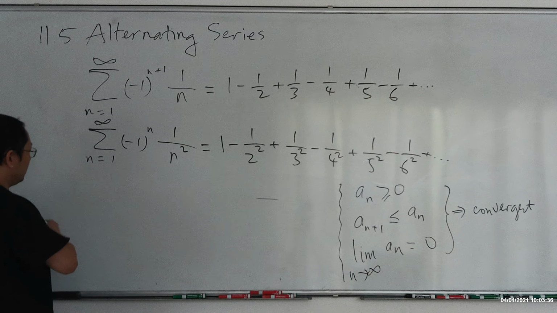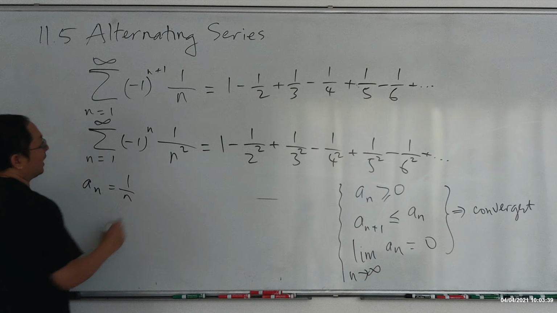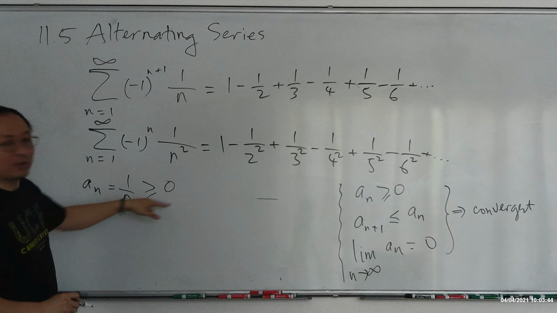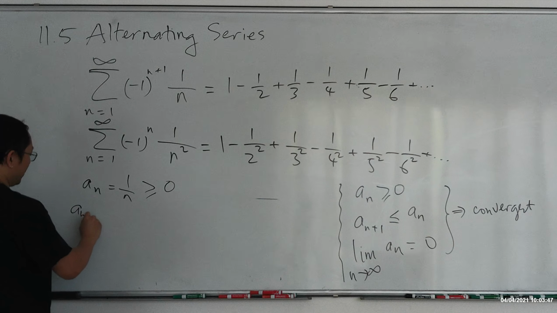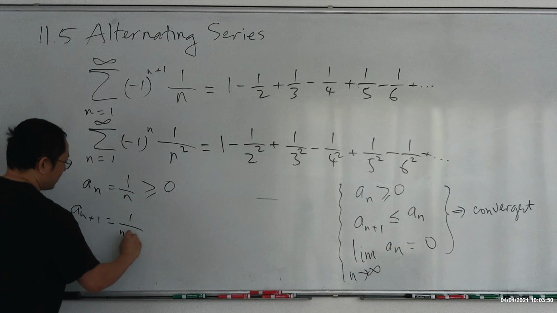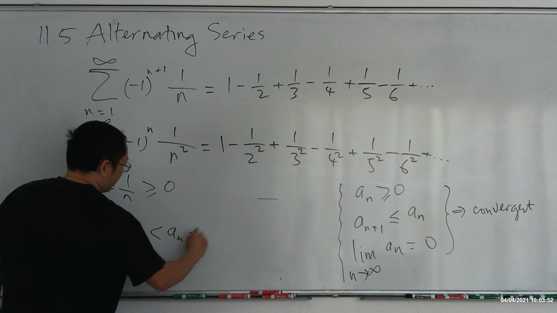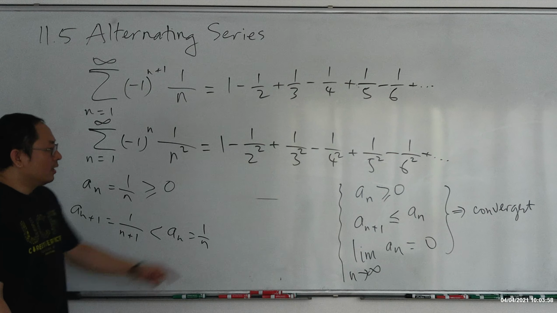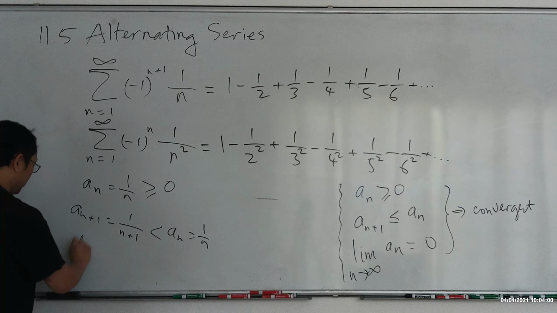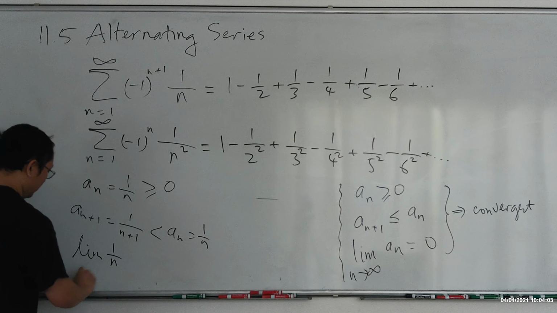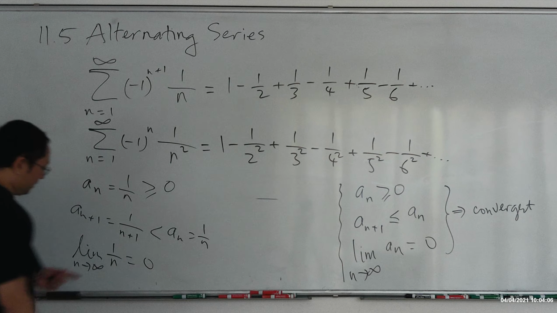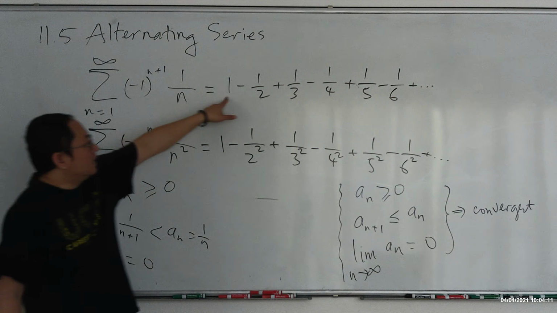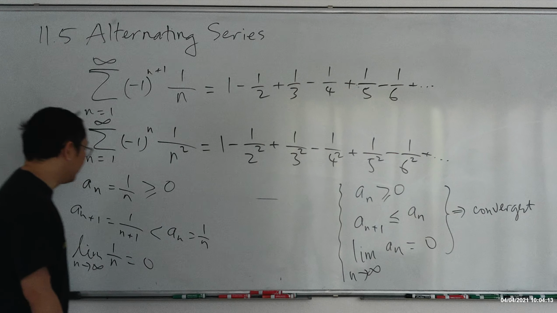First example right here, an is equal to 1 over n, right? And is that positive? Yeah, because n is 1, 2, 3, 4, 5, positive, right? An plus 1, which is 1 over n plus 1, is actually smaller than an, which is 1 over n, because you have the same numerator and a bigger denominator, which gives you a smaller fraction. So the second condition, check. The third one, the limit of 1 over n when n goes to infinity, is equal to 0. You take n bigger and bigger, 1 over infinity is 0. So all three conditions happen. This series is convergent. Okay.